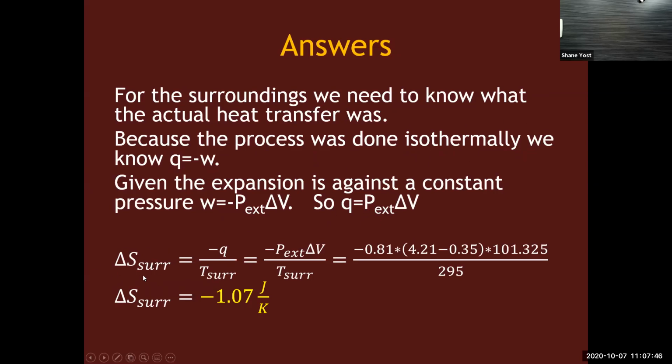And then delta S of the surroundings is the minus Q of your system, reversible, irreversible heat, whatever it is, just the Q for the process you did, divided by the temperature of the surroundings, which is minus P external delta V. P external was 0.81 atmospheres, and there's our change in volume. I need to convert that to joules, so that 101.325 is that conversion to joules, divided by the temperature of the surroundings, which is 295 Kelvin. And you get this minus 1.07 joules per Kelvin for the delta S of the surroundings.